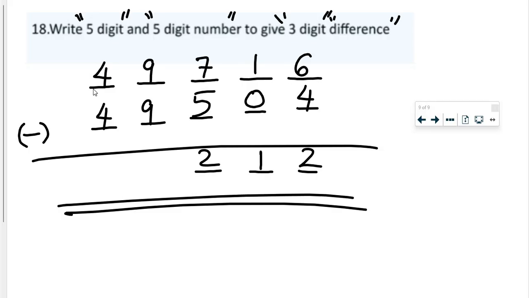So you can see these are the numbers, which is 49,716 minus 49,504. What am I getting? I'm getting 212. This is a 3-digit difference. That's all. You stop here.